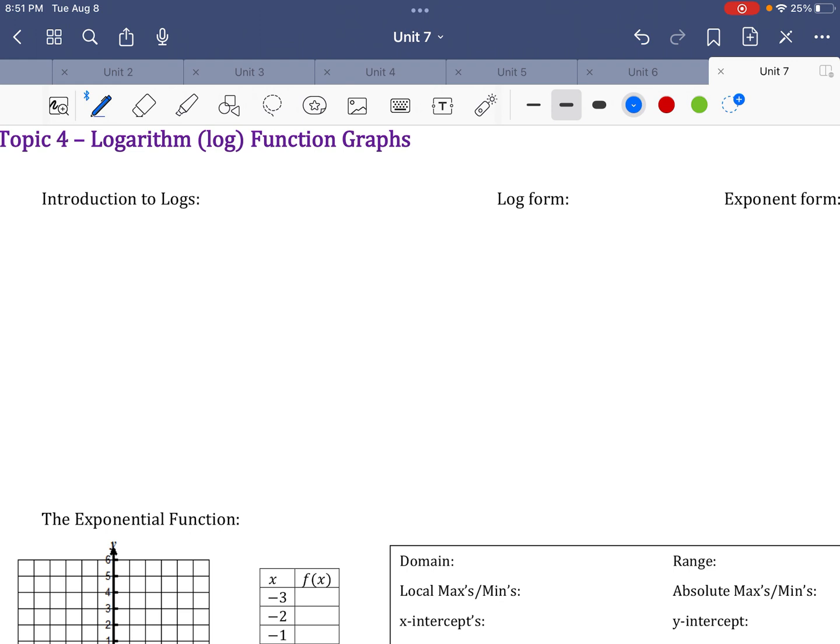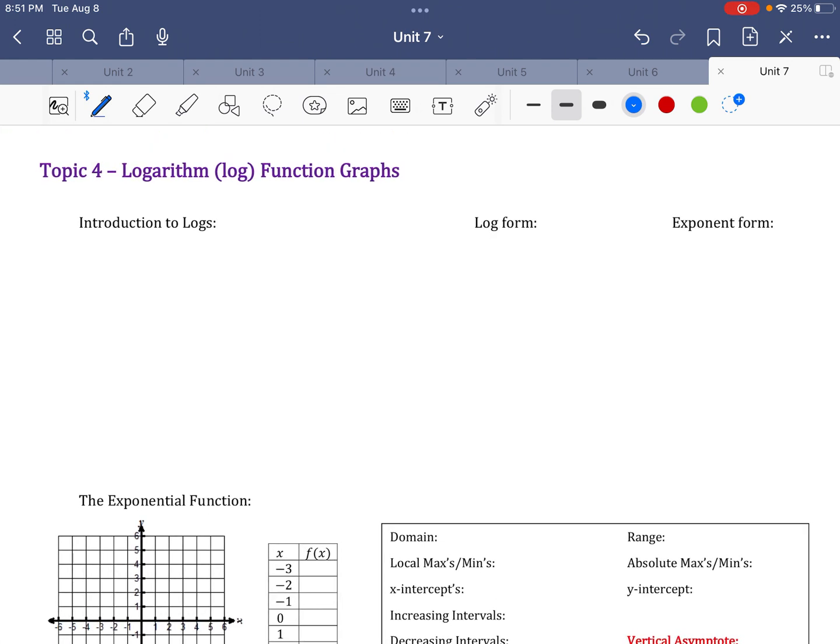All right, so here we're going to learn about logarithms. So an introduction to logarithms is this. An exponential function and a log function are inverses of each other. And so basically it goes like this. Let's say you have a statement that says 4 to the second equals 16, right?